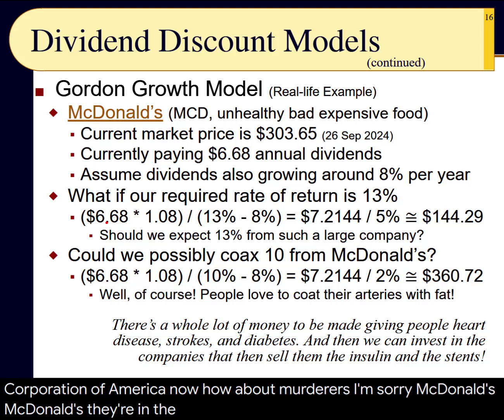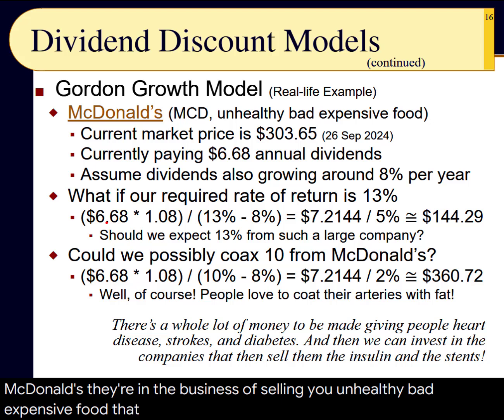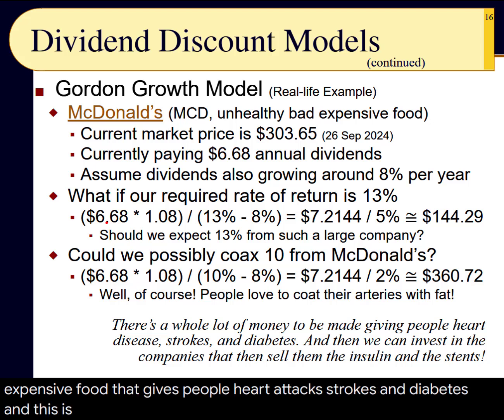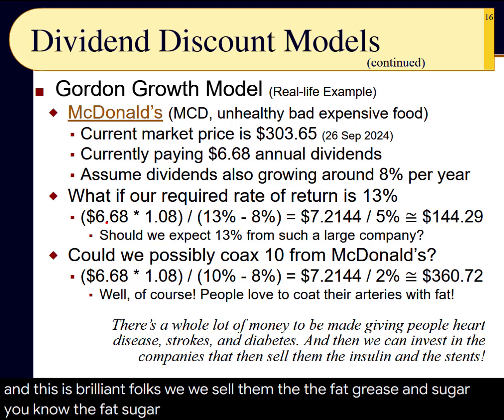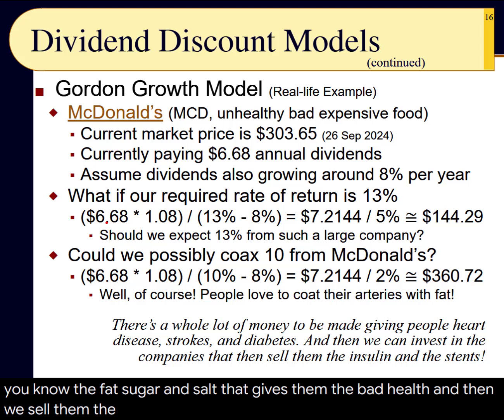They're in the business of selling you unhealthy, bad, expensive food that gives people heart attacks, strokes, and diabetes. And this is brilliant, folks. We sell them the fat, grease, and sugar, the fat, sugar, and salt that gives them the bad health. And then we sell them the diabetes drugs with Novo Nordisk and others.